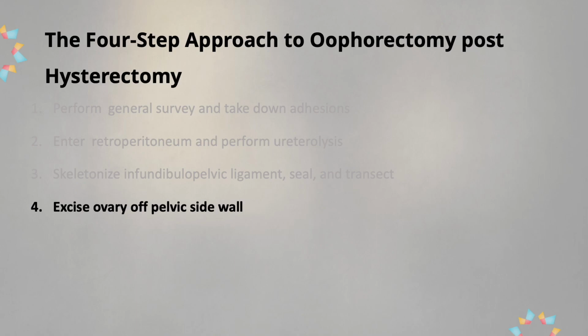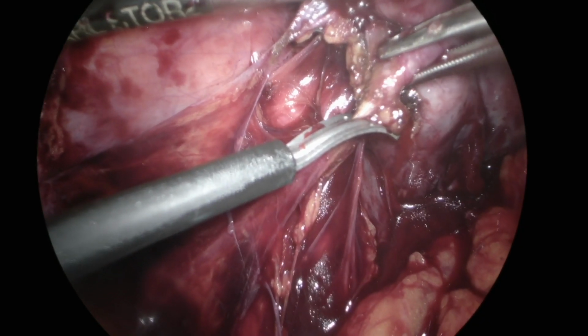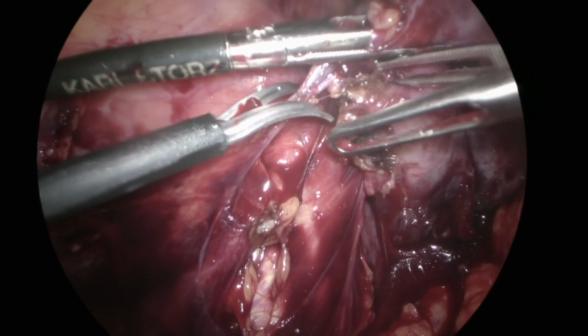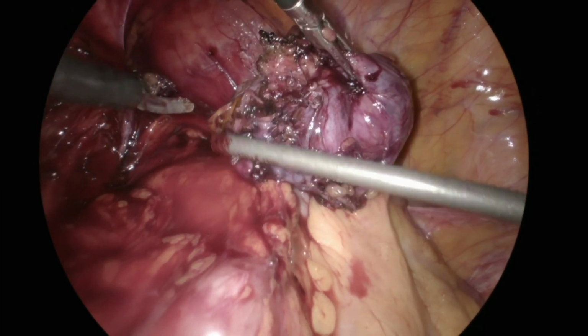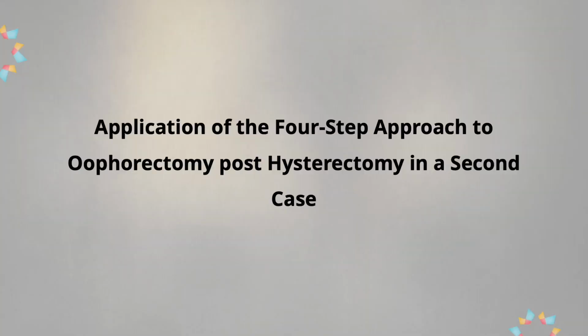We now begin step 4 and excise the ovary off of the pelvic sidewall. With the ovary free of its blood supply, we began to excise it off of the pelvic sidewall with a combination of sharp and blunt dissection and electrosurgery. We will now demonstrate the four-step approach in a second case.